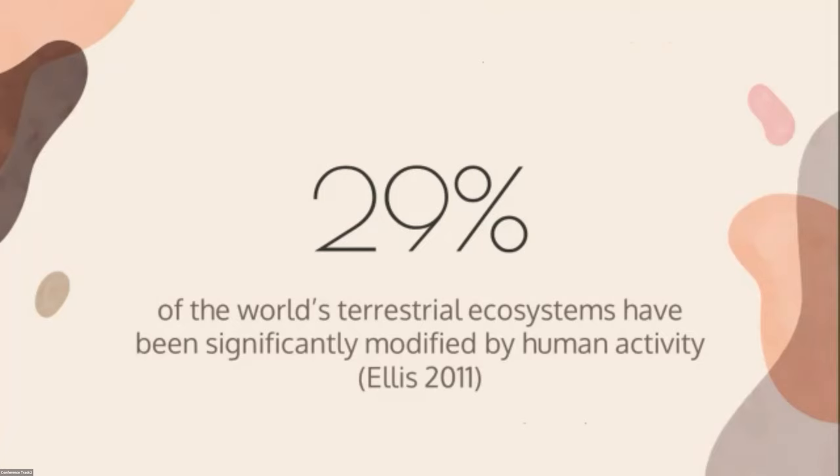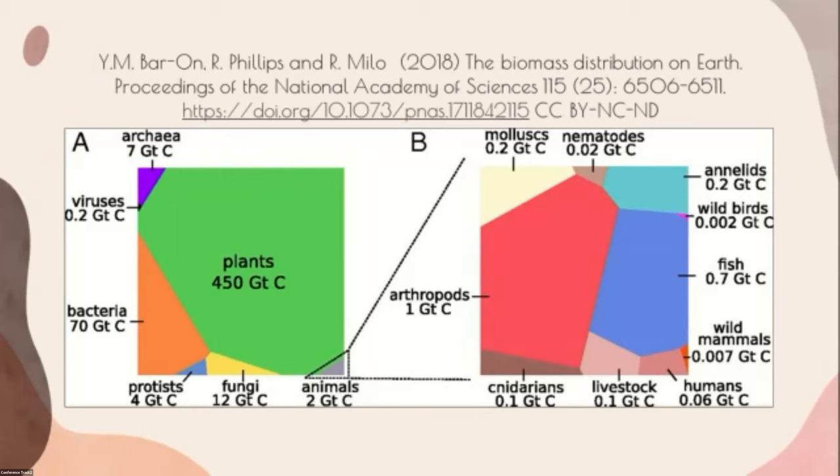29% of the world's terrestrial ecosystems have been significantly modified by human activity. That's from the world. If you just take terrestrial ecosystems in Europe, you're probably talking way over 90%. I wouldn't be at all surprised if it's 99 to 100% of ecosystems that have been significantly modified in Europe by human activity. If you look at the biomass in the world of wild mammals, that's that tiny little triangle over here, 0.007 gigatons of carbon. Human beings, just the one species, is almost 10 times the amount of biomass. And if you take livestock over here, you're talking more than 10 times as much livestock as there are wild mammals on the earth.